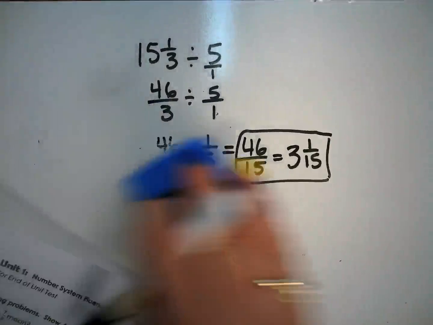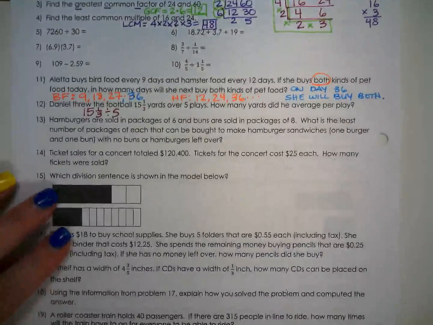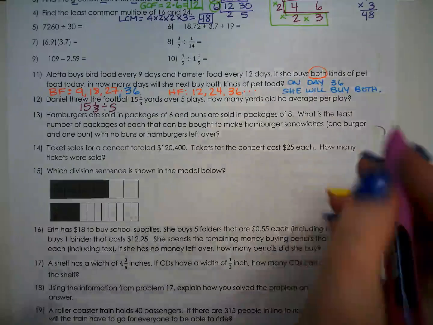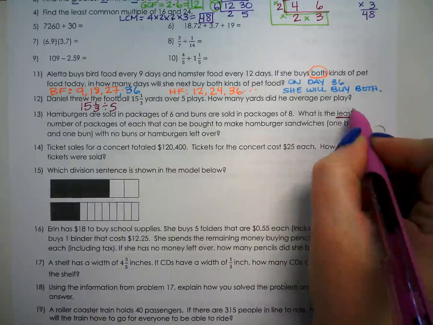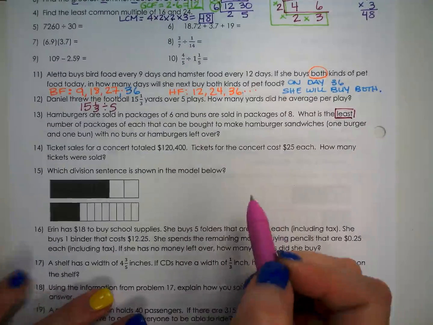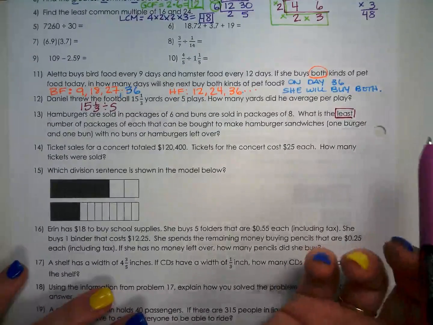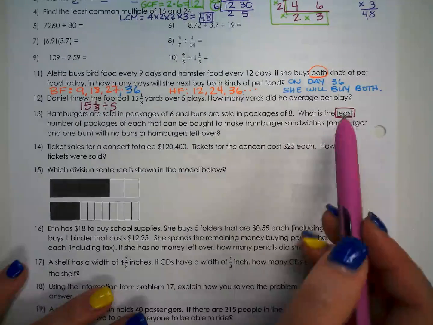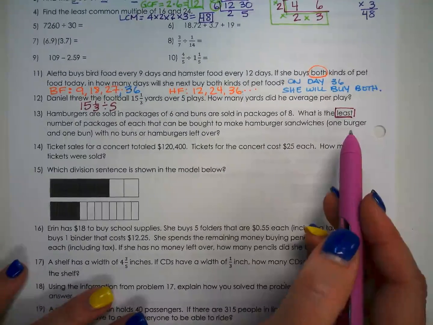All right, let's move on to question number 13. So hamburgers are sold in packages of 6 and buns in packages of 8. What is the least number of packages of each that can be bought to make hamburger sandwiches? A sandwich has 1 bun and 1 burger. We don't want any buns or burgers left over. So we're looking for least, and that's usually signifying an LCM.